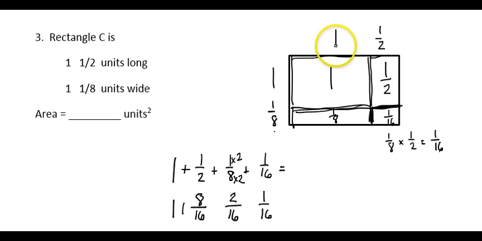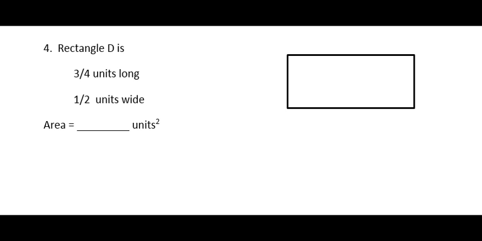Now I'm adding 1 plus 8/16 plus 2/16 plus 1/16. Well, 8 and 2 is 10 plus 1 is 11. So my final answer is 1 11/16. So the area is 1 11/16 square units. Let's look at one more question.